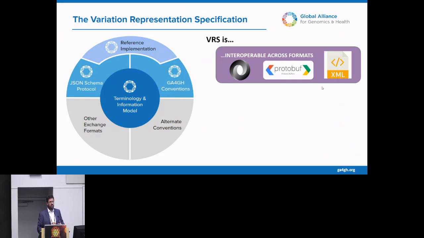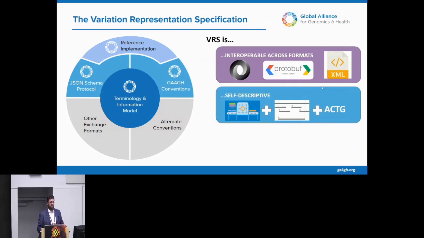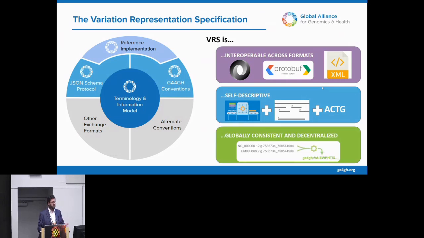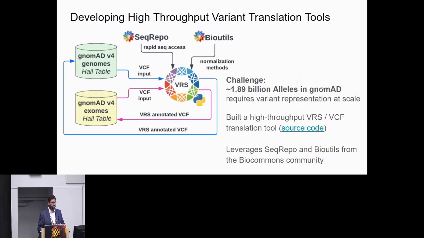And what this allows us to do is create interoperability across a variety of different formats: protobuf, JSON schema, XML. It makes all variants self-descriptive, where it's effectively an additive collection of building blocks that allows computers to understand all the components used to describe a diversity of variation concepts. And most importantly, it's globally consistent and decentralized. So you can have the same variant occurring on sequences with different names that resolves to the same digest if it represents the same change on the same underlying data. And this allows us to create basically a global network of federated identification without any prior coordination.